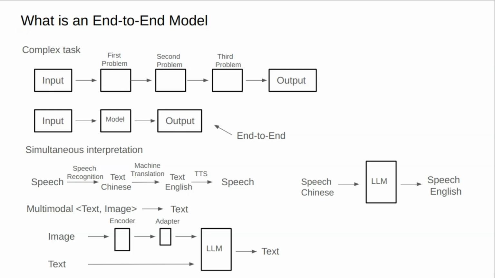Alternatively, an end-to-end approach requires designing a model capable of taking both images and text as direct inputs, and then generating the output text directly. This type of model is what we call an end-to-end model.